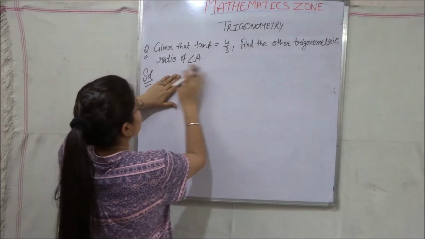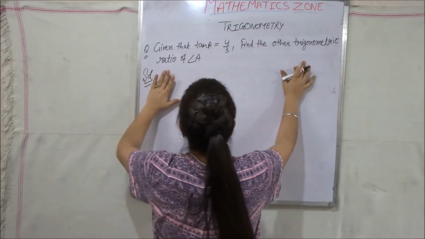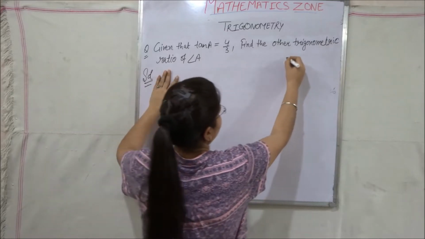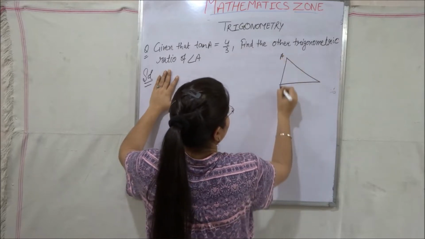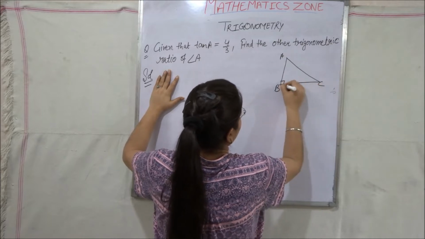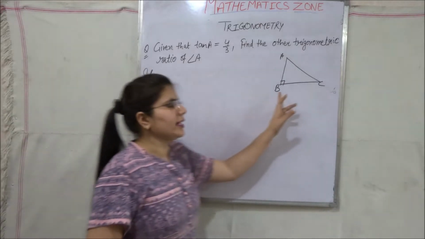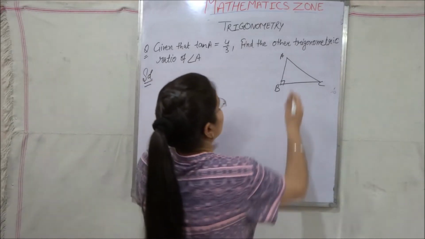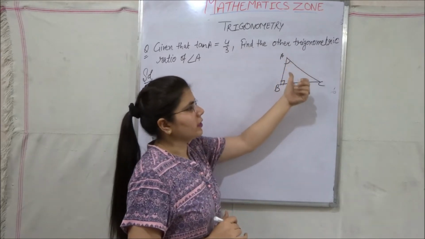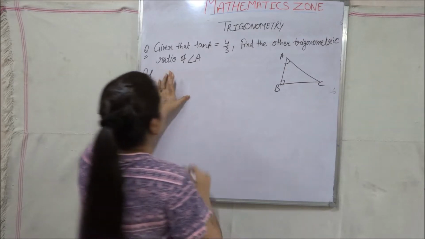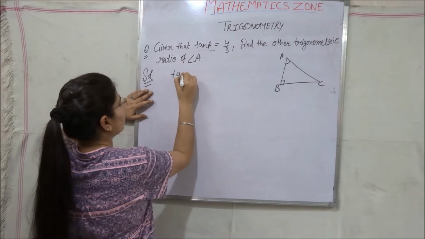In the given statement, given that tan A is equal to 4 by 3, find the other trigonometric ratios of angle A. Now let us consider a right angle triangle ABC, which is right angled at angle B. So we will do the trigonometric ratios related to the angle A. We are given one ratio, that is tan A is equal to 4 by 3.